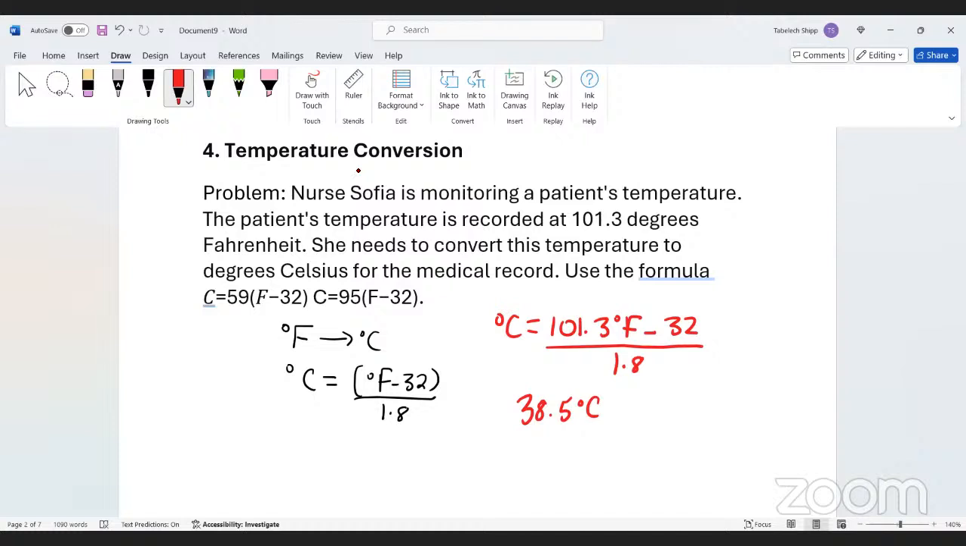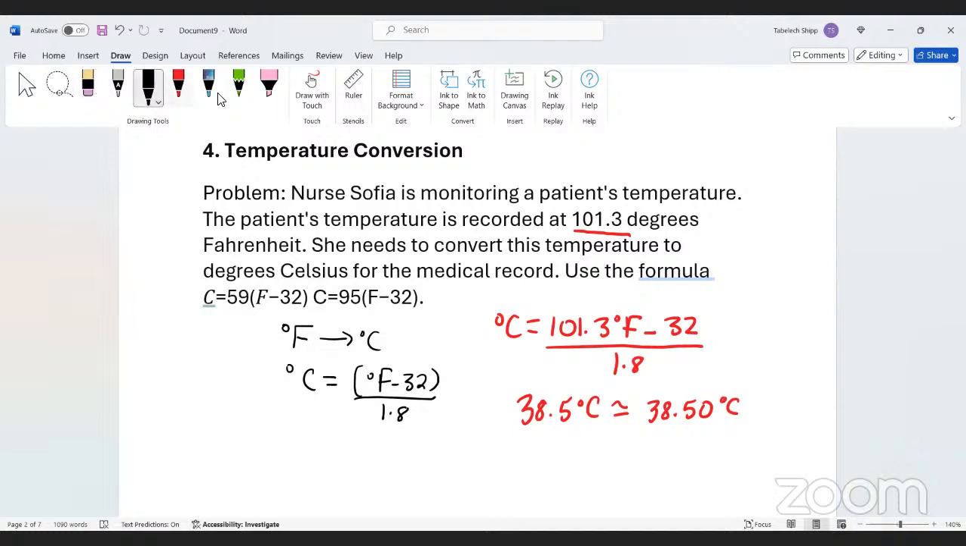Now, in this case, since the patient's temperature was in 4 significant digits, for the sake of the problem, you can put it in 3 significant digits if there were no questions asked or if they didn't clarify. But if I say put this answer in 4 significant digits, you would say 38.50 degrees Celsius. So it's the same thing in terms of what you're having to do to calculate your answer.